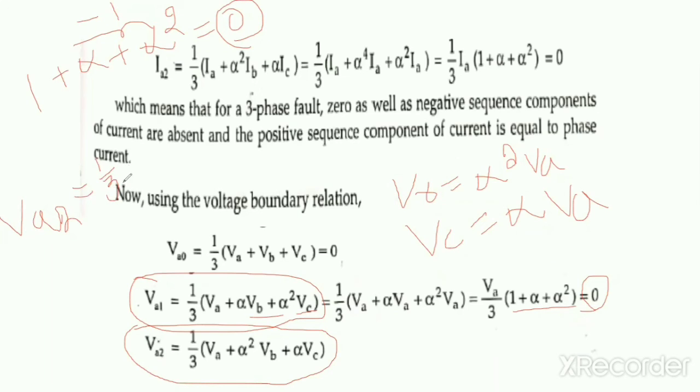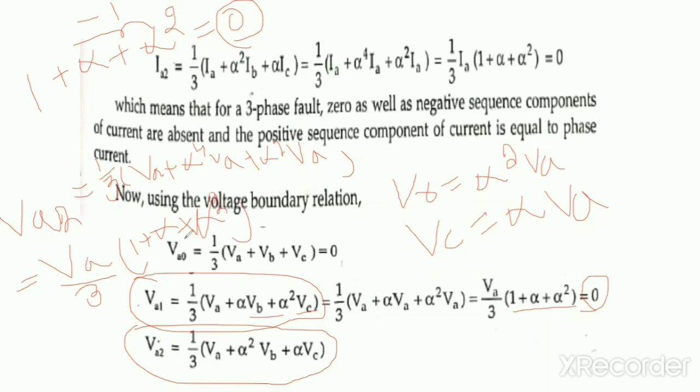Therefore VA2 is equal to 1/3 into VA plus alpha power 4 into VA plus alpha square into VA. Okay, in this case, taking the common VA term, we obtain VA/3 into 1 plus alpha power 4, which is equal to alpha, plus alpha square.